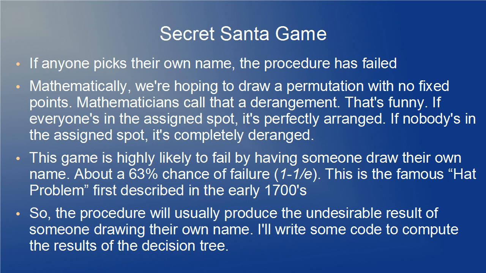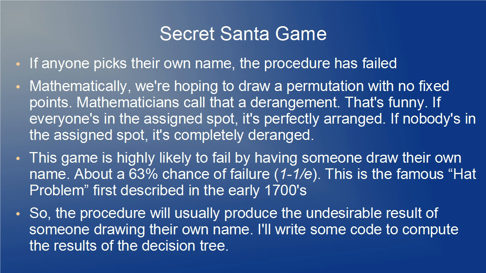So the big problem is that the game is likely to fail, and that's about 63% of the time it's failing. 1 over 1 minus e to be precise, fairly independent of the number of players. Starts out at 66 2/3% with 3 players and converges in very quickly to around 63% with just a few more players. This is the famous hat problem, first described in the early 1700s. So the procedure will usually produce the undesirable result of someone drawing their own name.